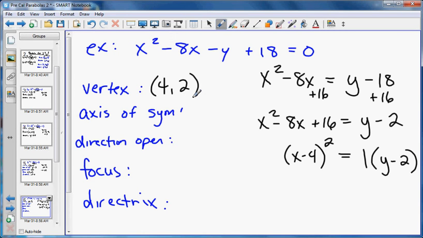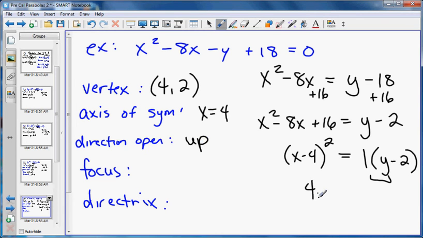Our axis of symmetry comes from the one that's squared. X is squared, so we'll get x equals 4. We're just pulling the x value from the vertex. The direction of opening: well, the number is paired with y, so that means I'm thinking vertical, up and down. Since it's a positive number in front of it, its direction is up. It opens up.